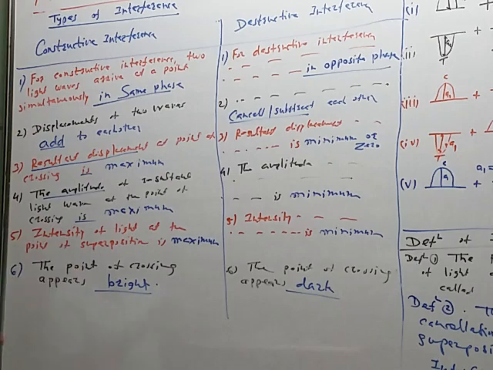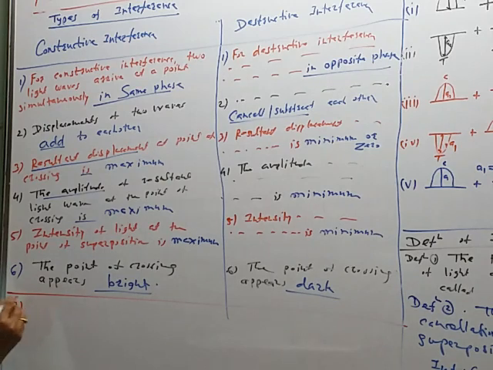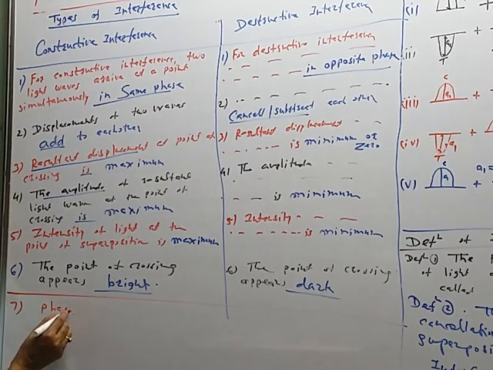There are two more points of difference, but we will see them afterward. Point number 7 is phase difference, and point number 8 is path difference.